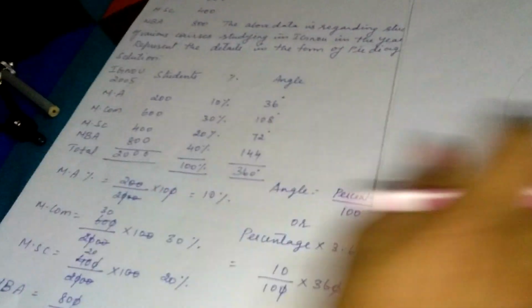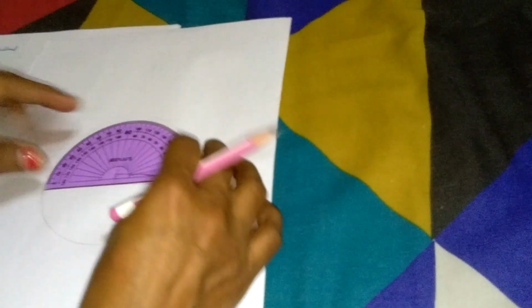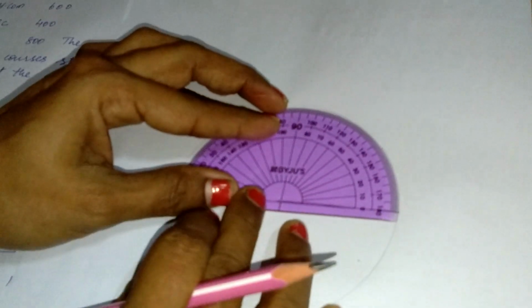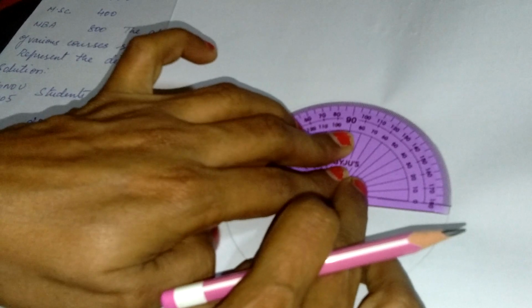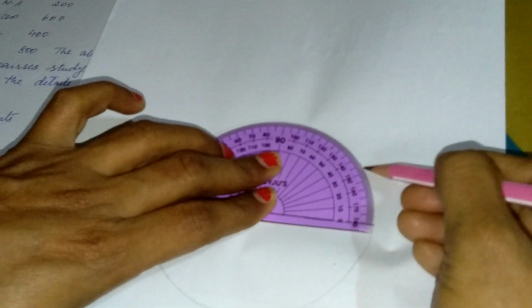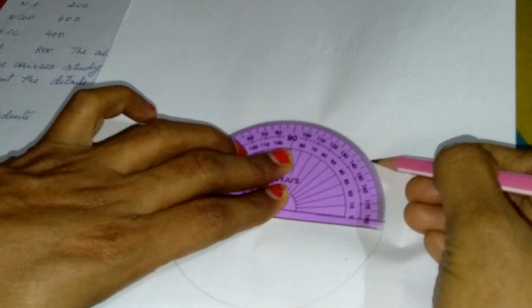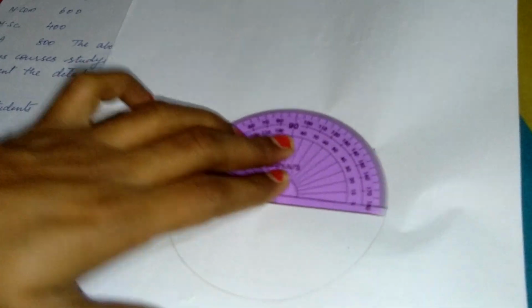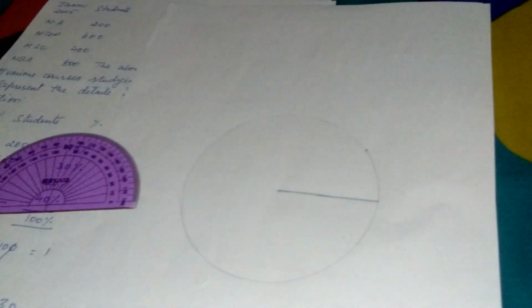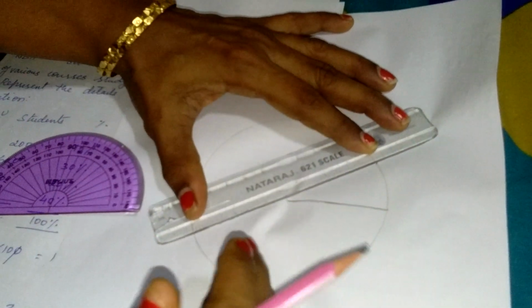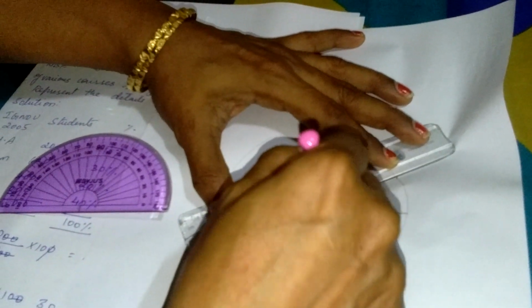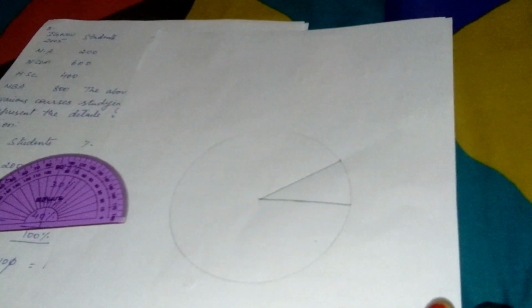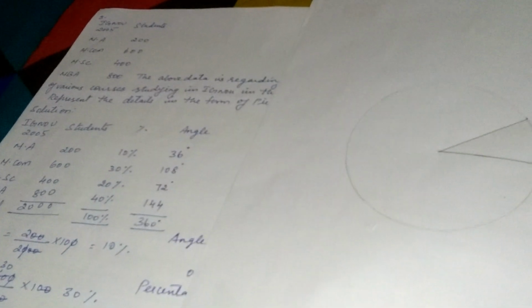So the first angle written here is 36 degrees. So I will mark 36 degrees. I have to place it like this. Now 36 degrees means here only. So 30, 35 and here is 36. I will mark a dot, and with the help of the scale I am going to join it. So I have joined. Now here only the doubt comes.